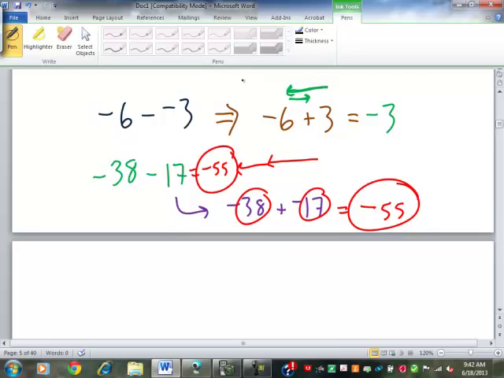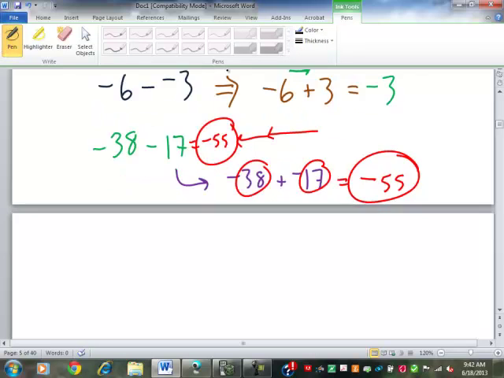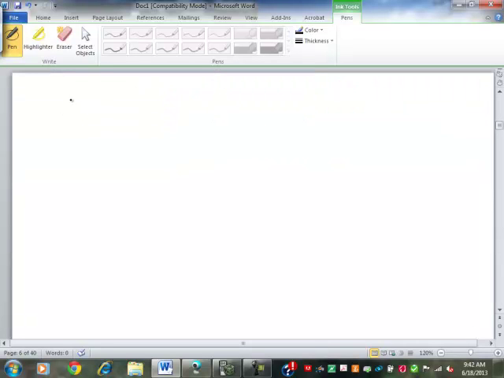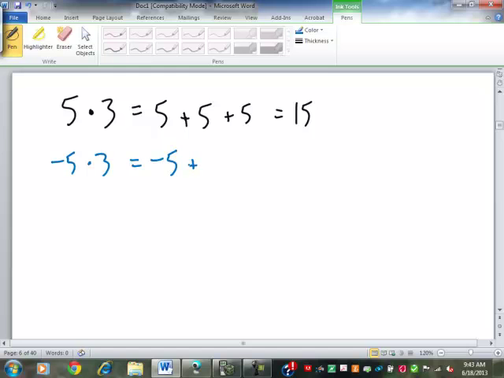Multiplication and division with our negatives is much simpler. Let's go back to our definition of multiplication that we talked about yesterday. 5 times 3, remember we said that really meant repeated addition. 5 plus 5 plus 5, which makes 15. So it's not much of a stretch to do negative 5 times 3, because that's just negative 5 plus negative 5 plus negative 5, otherwise known as negative 15.